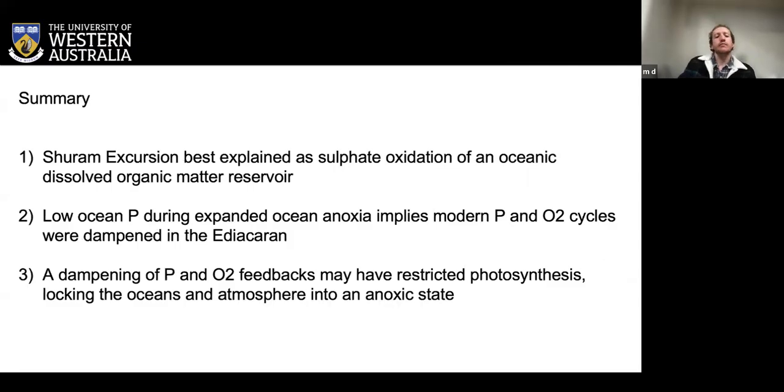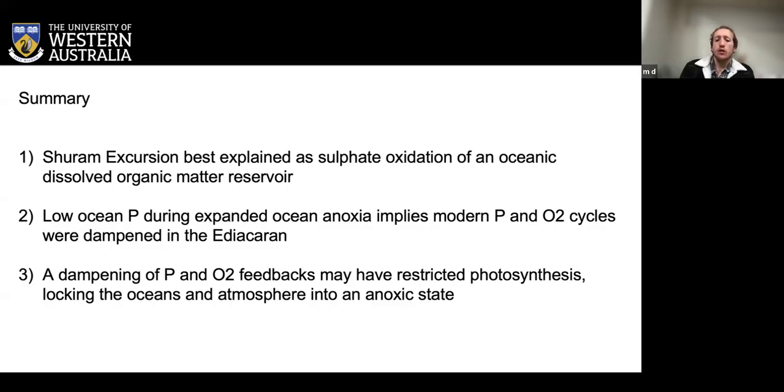So a few key points that I'd like to put forward here at the end. Our model for the Shuram excursion really nicely fits in with a sulfate oxidation of a DOC reservoir, as it really nicely explains our CAP data, as well as a number of other things like uranium isotopes or redox proxy data, as well as the carbon isotope profiles.